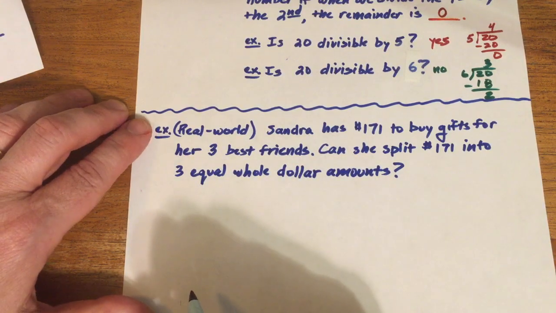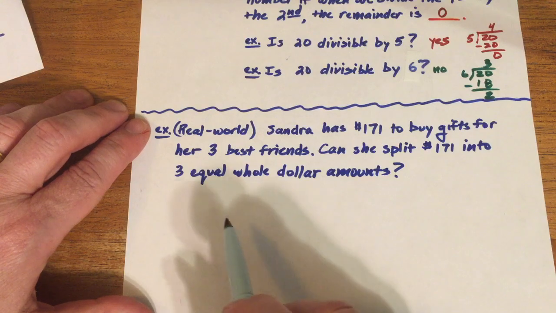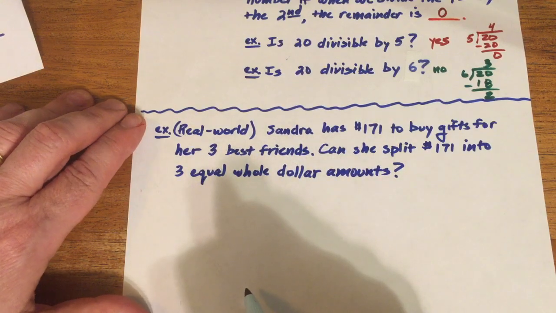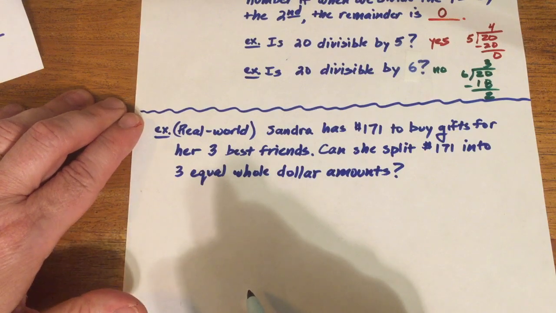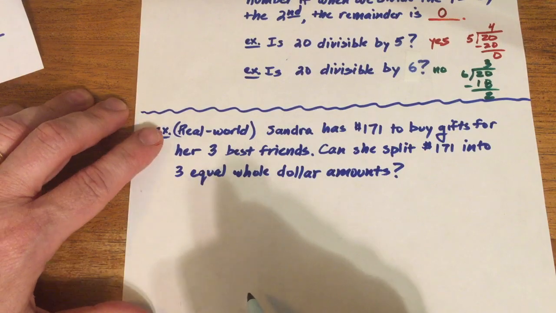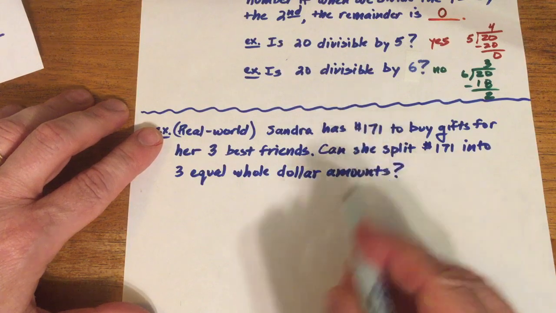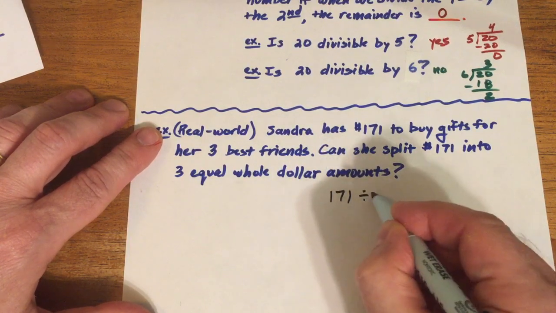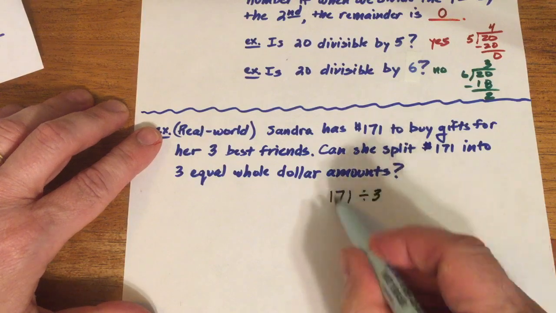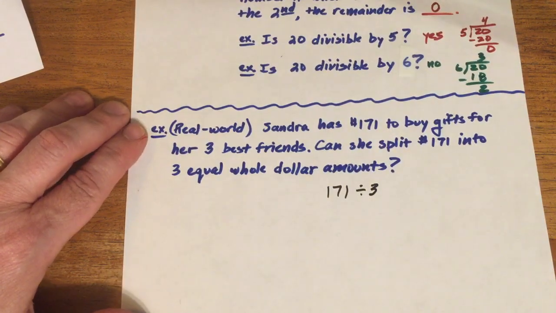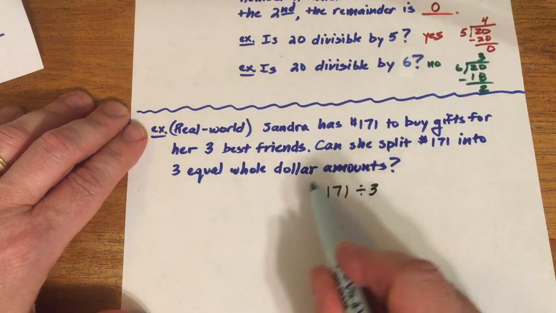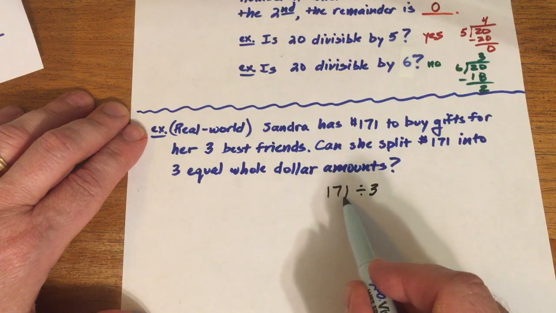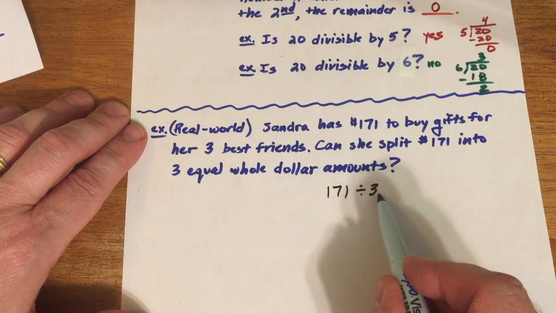Well, as we think about it, if we're going to split something into equal amounts, we're talking about what operation? Add, subtract, multiply, or divide. Most students would say that we're going to try this and see if we can divide this by 3 and find what kind of an answer we would get. Well, as you take a look at this problem carefully, does 3 go evenly into 171? Is 171 divisible by 3?